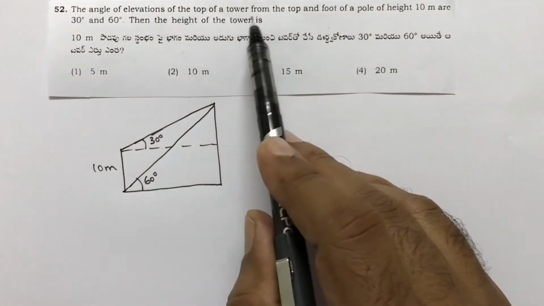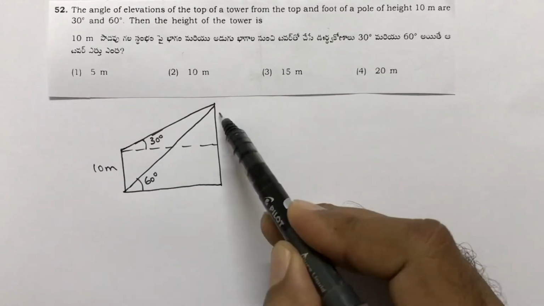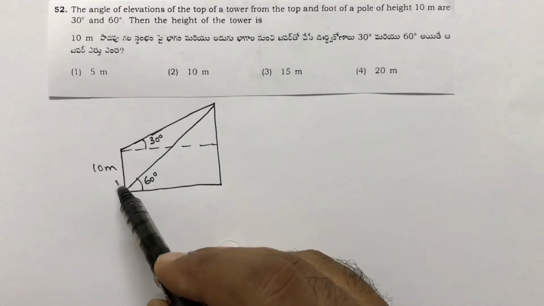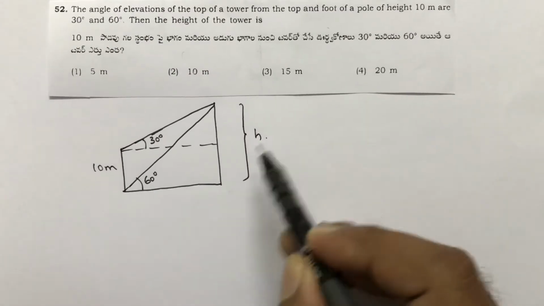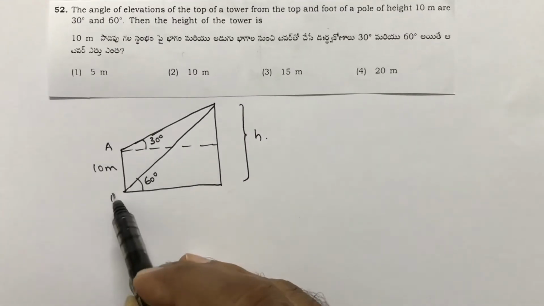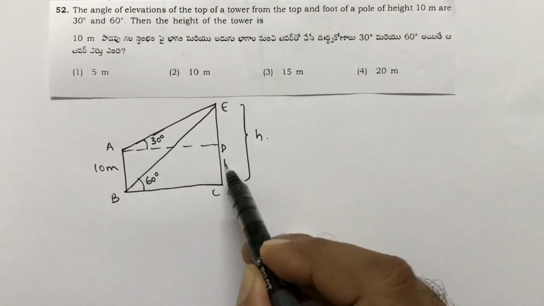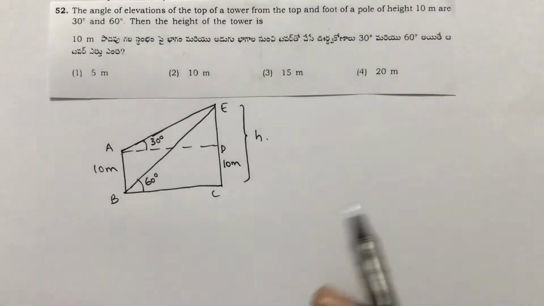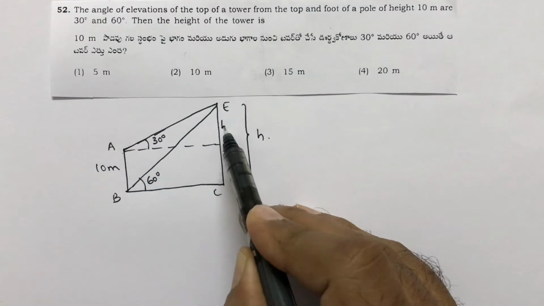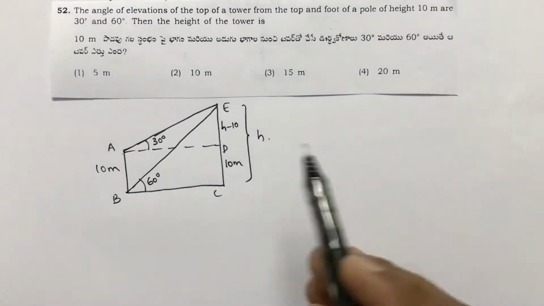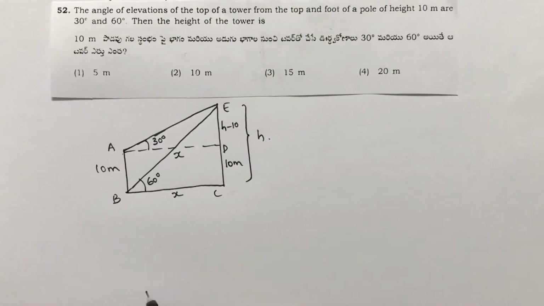The angle of elevation of the top of a tower from the top and foot of a pole, first top, then foot of a pole, 10 meters high. So we need to find the height of the tower. Now here A, B, C, D and E. If AB is 10 meters, CD will be 10 meters. Total is h, so DE will be h minus 10 meters. Now this AD I'll consider as x, so this also will be x.